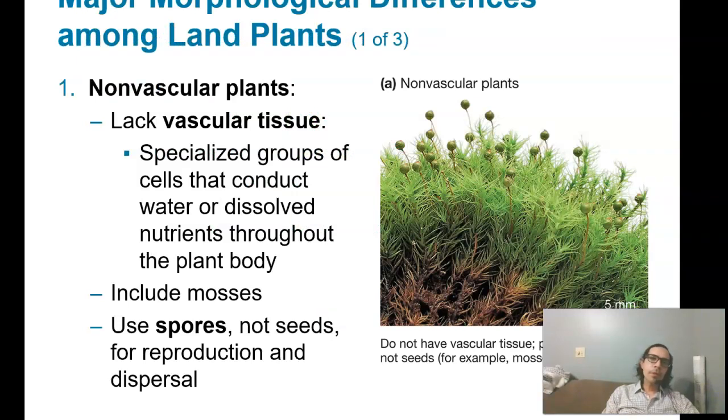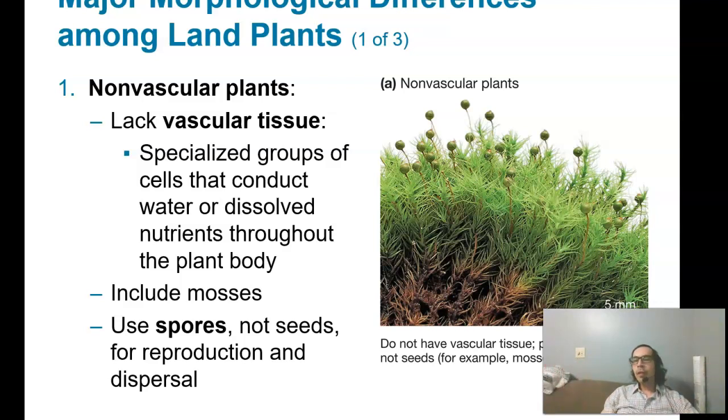So now some of the major morphological differences among land plants. To start off, we're going to start with the group of non-vascular plants. These are plants that don't have vascular tissue. The vascular tissue is specialized groups of cells that allow the plant to conduct water from the roots to the rest of the plant, or to move nutrients from the roots to the rest of the plant, or sugars from the leaves to the rest of the plant.